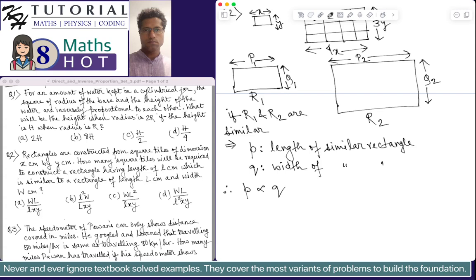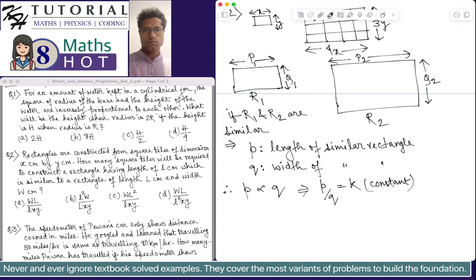This will imply P by Q will be a constant, some constant, which is known as the constant of proportion. So this means that if you consider a few similar rectangles, then if you take the ratio of their length and breadth, the ratio will be the same constant for all the similar rectangles.